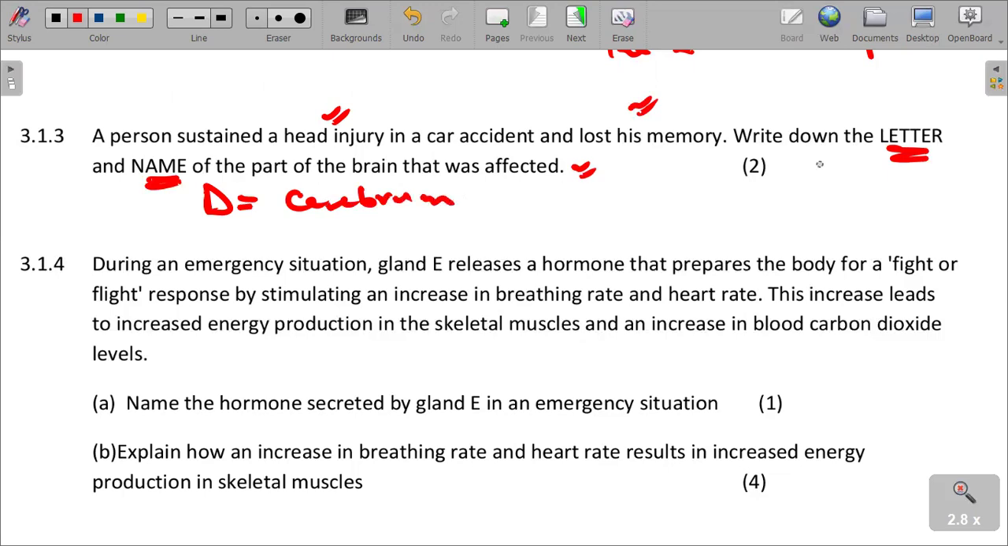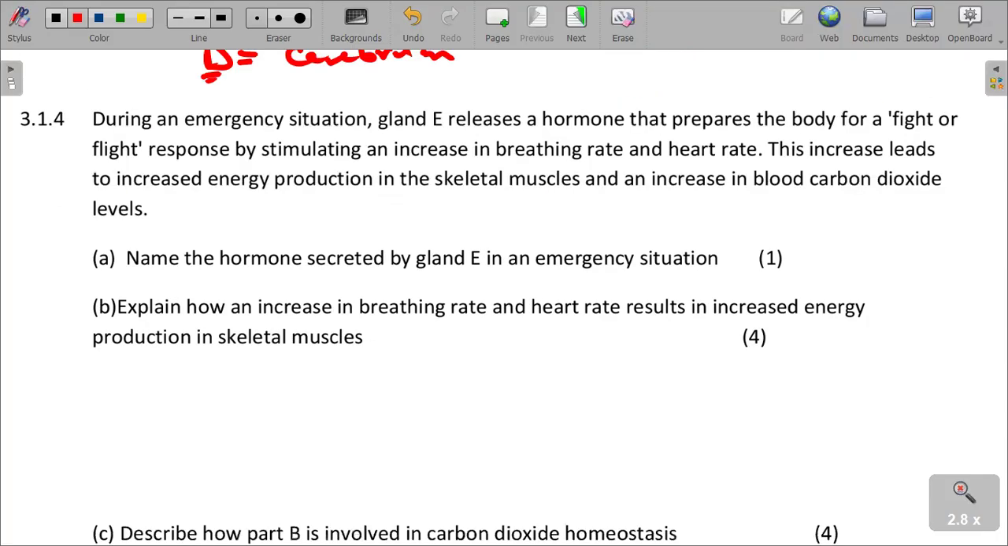Cerebrum. The question wants you to write the letter and also the name. So it is the cerebrum that has been damaged, where the person has lost memory, and then the letter and name.